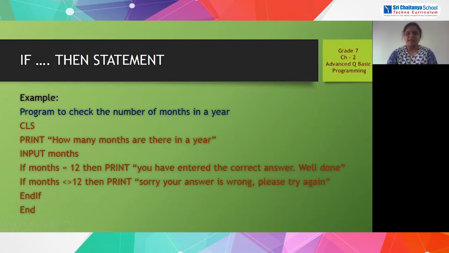Now, after that, what is happening? If months is equal to 12, whatever number is saved in the variable months, if it is equal to 12, then only it will print "You have entered the correct answer, well done." Suppose the user has not entered 12, then there will not be any output. But we wanted one output from this program. So again, I am using one more IF statement here. If months is either less than or more than 12, then print "Sorry, your answer is wrong. Please try again."